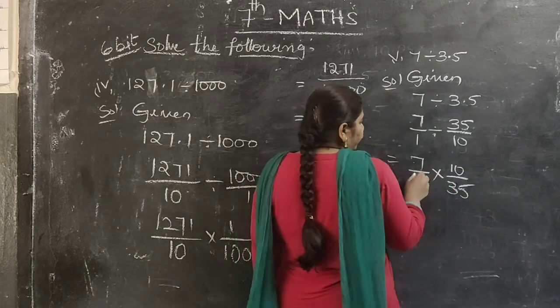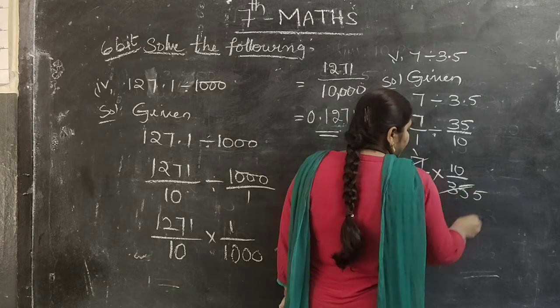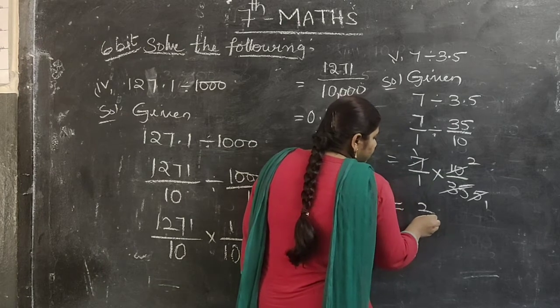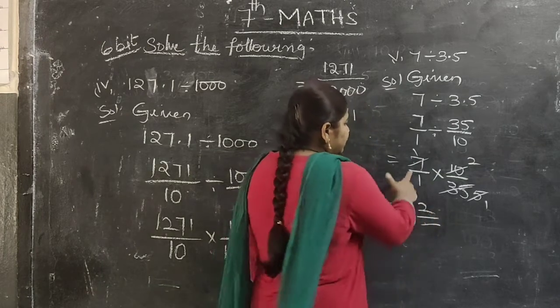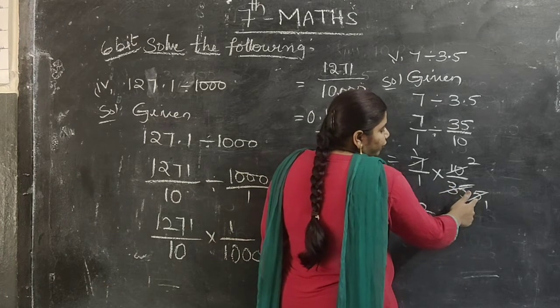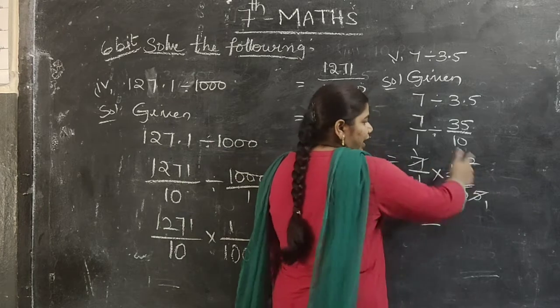Now what can you cancel here? 7 ones are 7, 7 fives are 35. 5 ones are 5, 5 twos are 10. So what is the result here? 2. Once again you see, 7 ones are 7, 7 fives are 35, so you got 5 here. So 5 ones are 5, 5 twos are 10. So I have cancelled this.